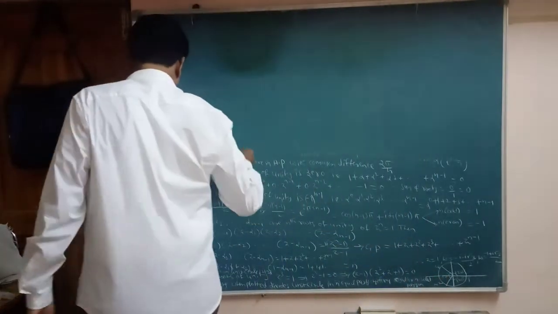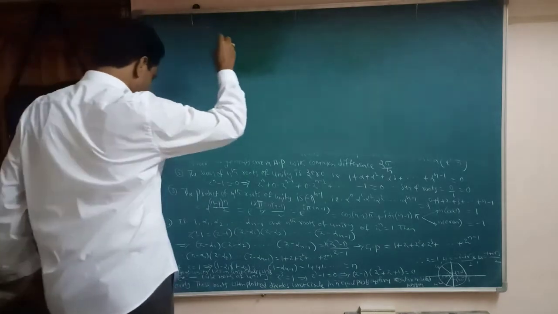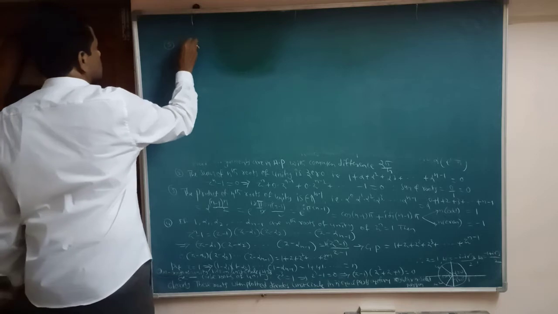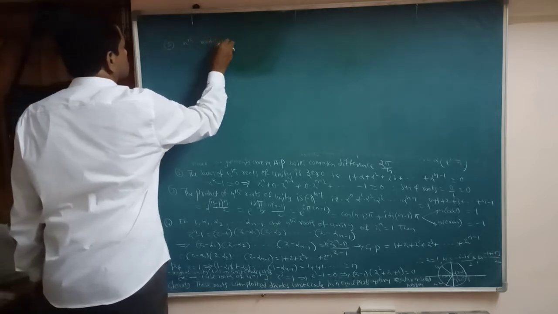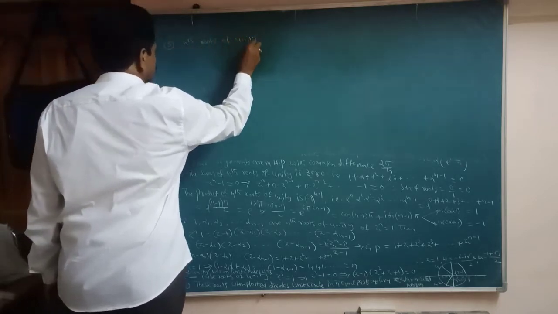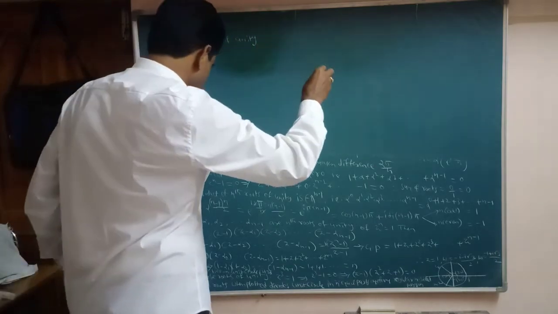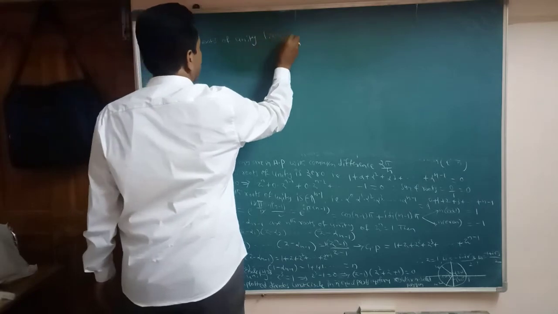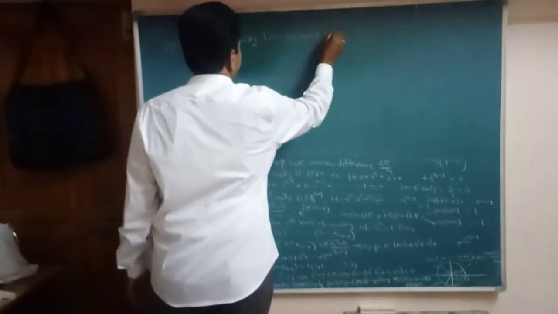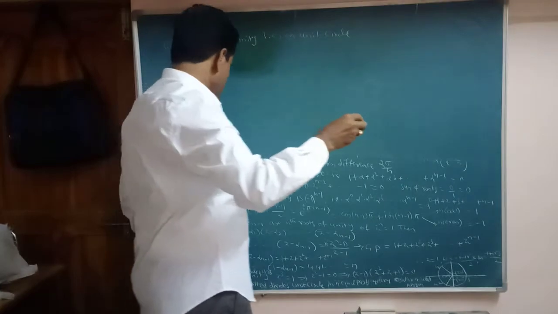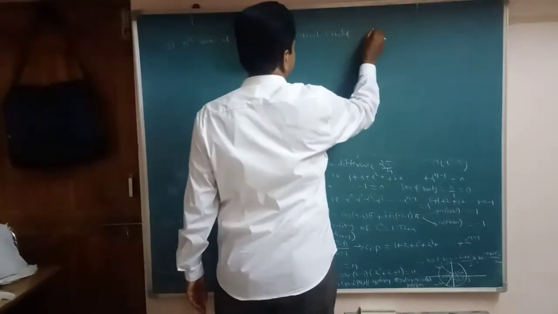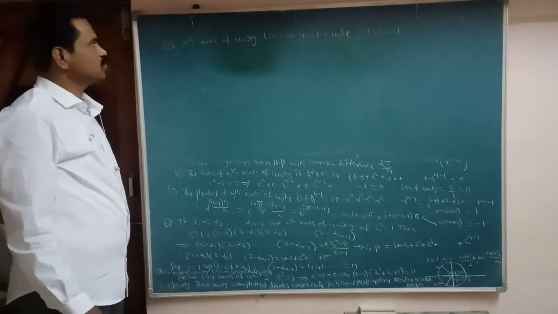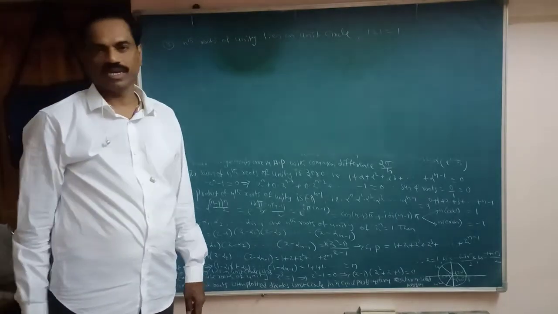Next, the fifth one: nth roots of unity lie on the unit circle. Here, what is its length? Suppose I am taking nth roots of unity lying on the unit circle.